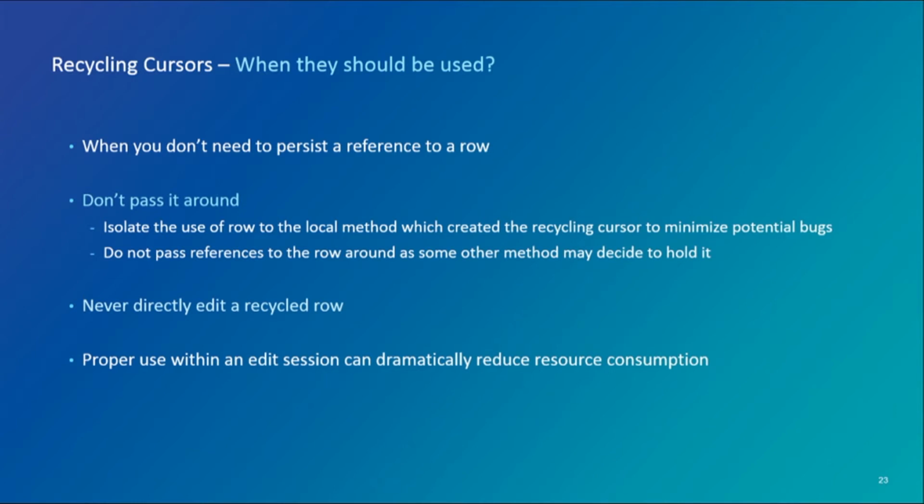So when should the recycling cursors be used? Well, it's really when you don't need to persist the row, right? If you are simply gathering some values off of that and then printing that out to something else, a report or something, or splashing those on the screen with draws, that's when you want to use a recycling cursor. Never return a row from a recycling cursor, because there's no way the person who's receiving that, the function, knows it was recycling, and you could change the reference out from underneath them. Don't edit recycling rows. But that being said, within an edit session, the correct use can drastically reduce the memory consumption.